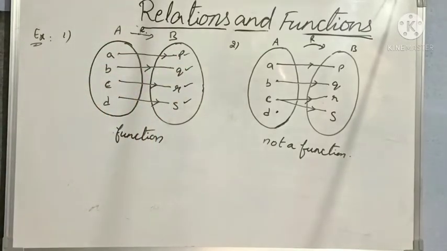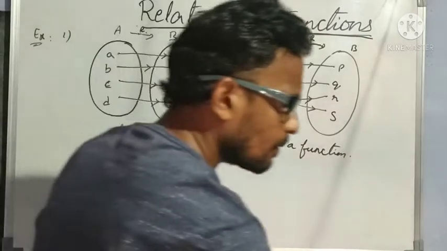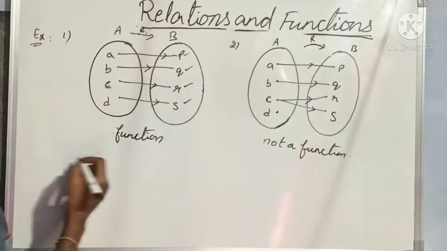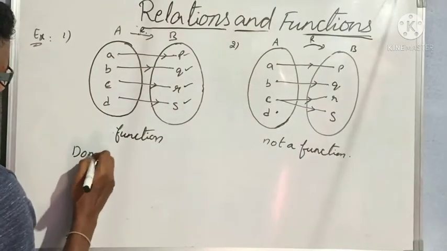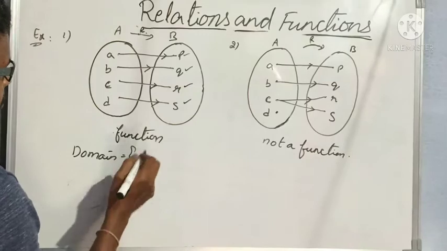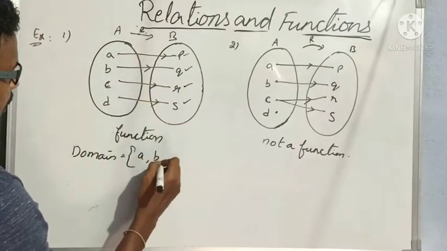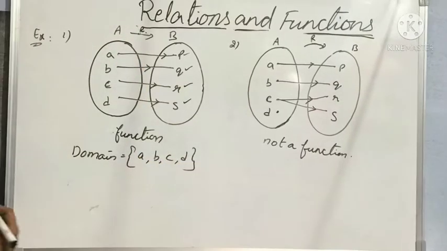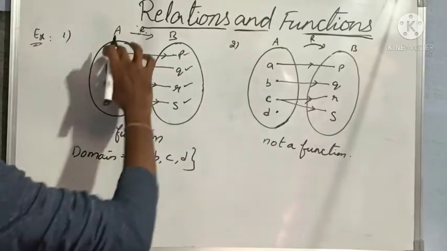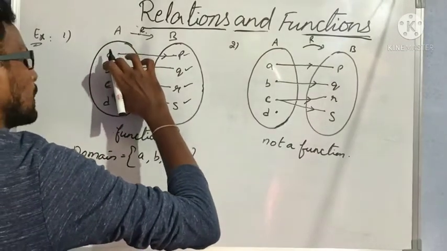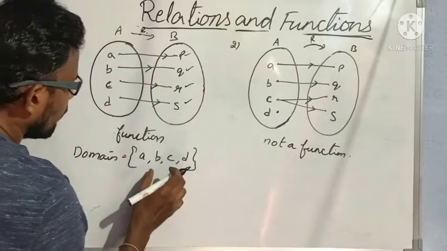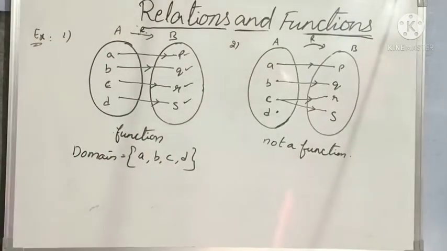For the function in the first example, let us find out the domain, codomain and range. Domain: the domain for the first function is the complete set A. Why? Because when a relation becomes a function, every element of A must be mapped, so every element of A will be in the domain. Next, codomain.